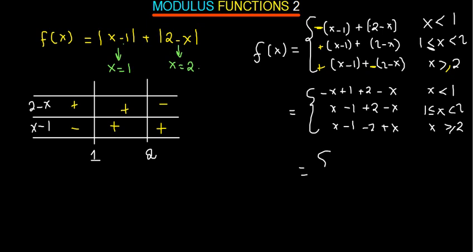So this continues. Now we can add like terms. This is 1 plus 2, that is going to be a 3. And then negative x minus x is negative 2x. This is for values of x less than 1. And then here I've got positive x and this is negative x, they are going to cancel. And then I've got negative 1 plus 2, that is going to give you positive 1. This is for values of x between 1 and 2.